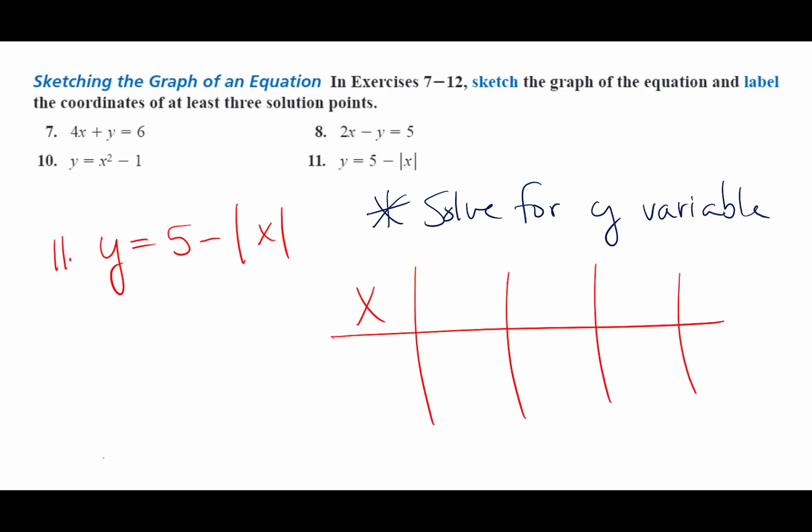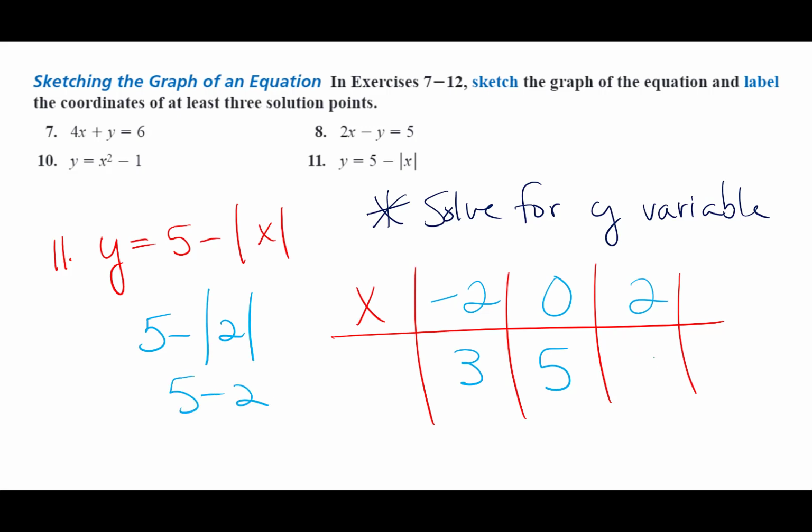Number 11 is y equals 5 minus the absolute value of x. So I'm going to just pick some numbers here. I'm going to say -2, 0, and 2. Again, your x values, you can pick whichever 3 you want to. So if x is -2, this would be 5 minus the absolute value of -2, which is really 5 minus 2, which is 3. If x is 0, this is 5 minus the absolute value of 0, which is 5. And if x is +2, this is 5 minus the absolute value of 2, which is 5 minus 2, which is 3. And so your 3 ordered pairs are -2, 3; 0, 5; and 2, 3.